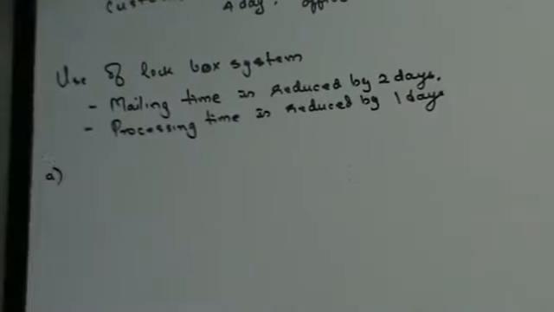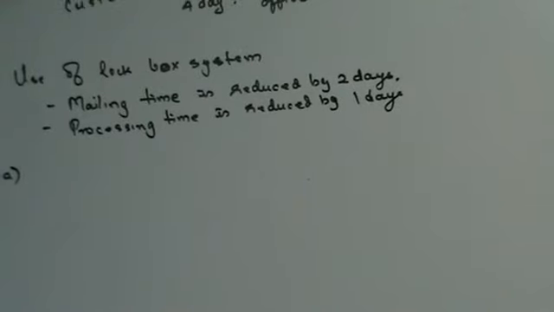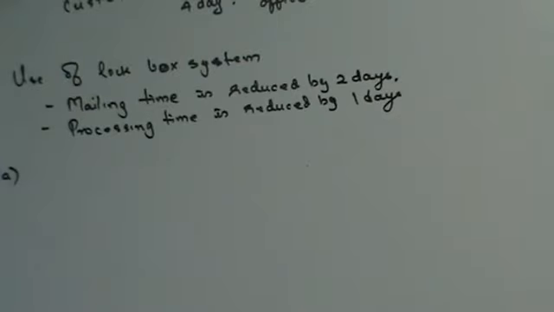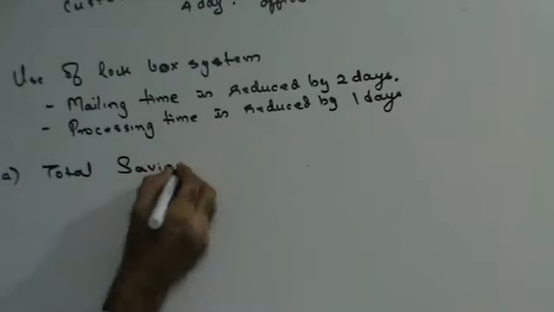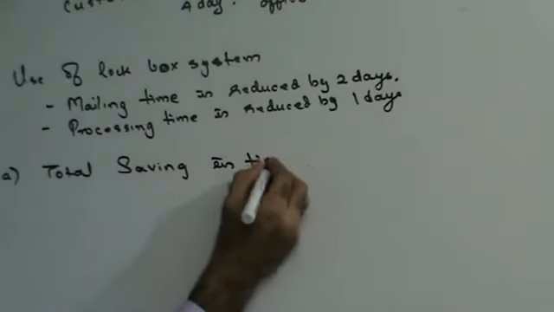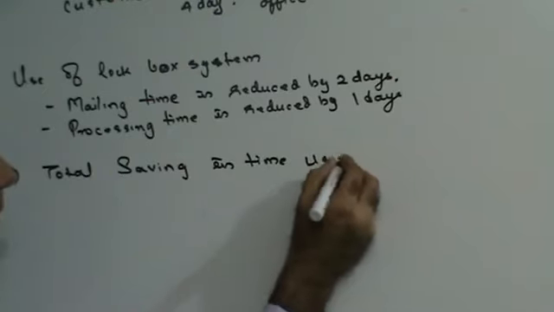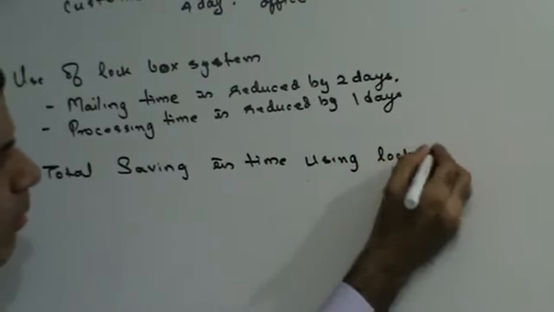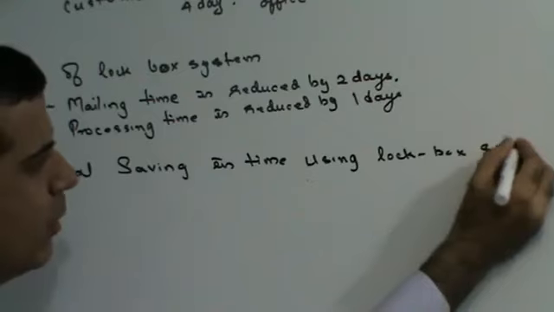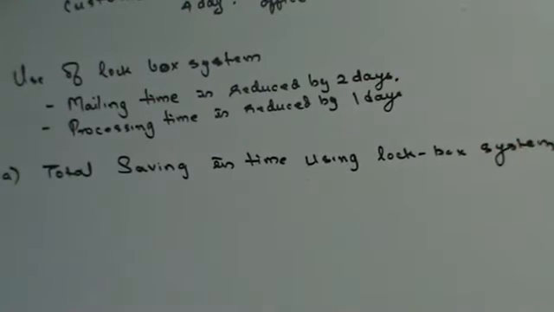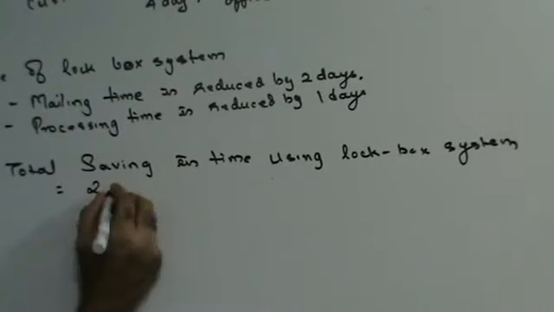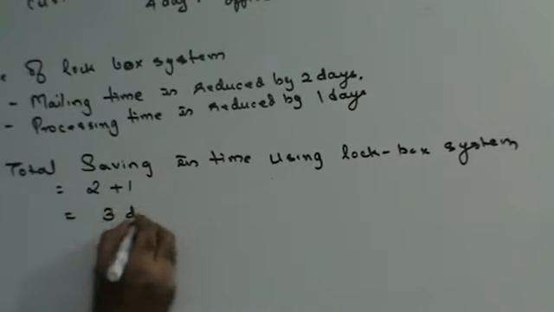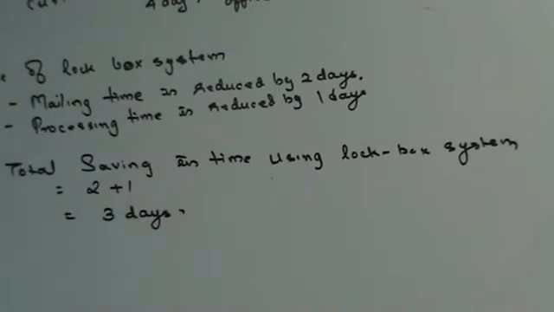A. Find out the reduction in the cash balance expected to result from the adoption of the lockbox system. Now, what will be the total savings in time using the lockbox system? I am reducing 2 days in mailing, I am reducing 1 day in processing. So my total savings in time is going to be 3 days.